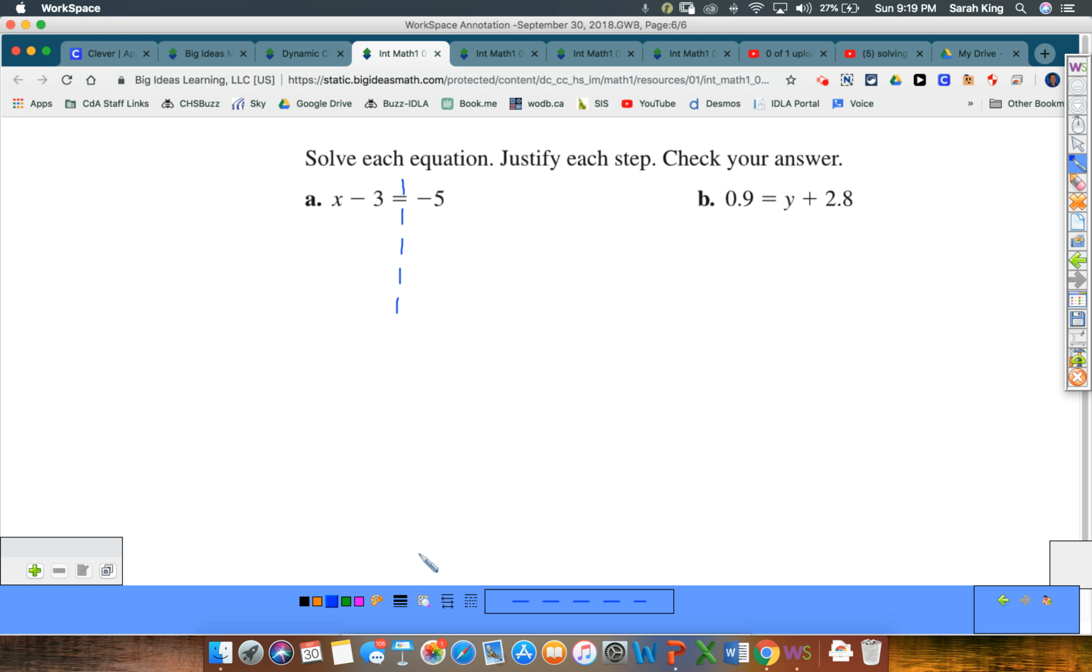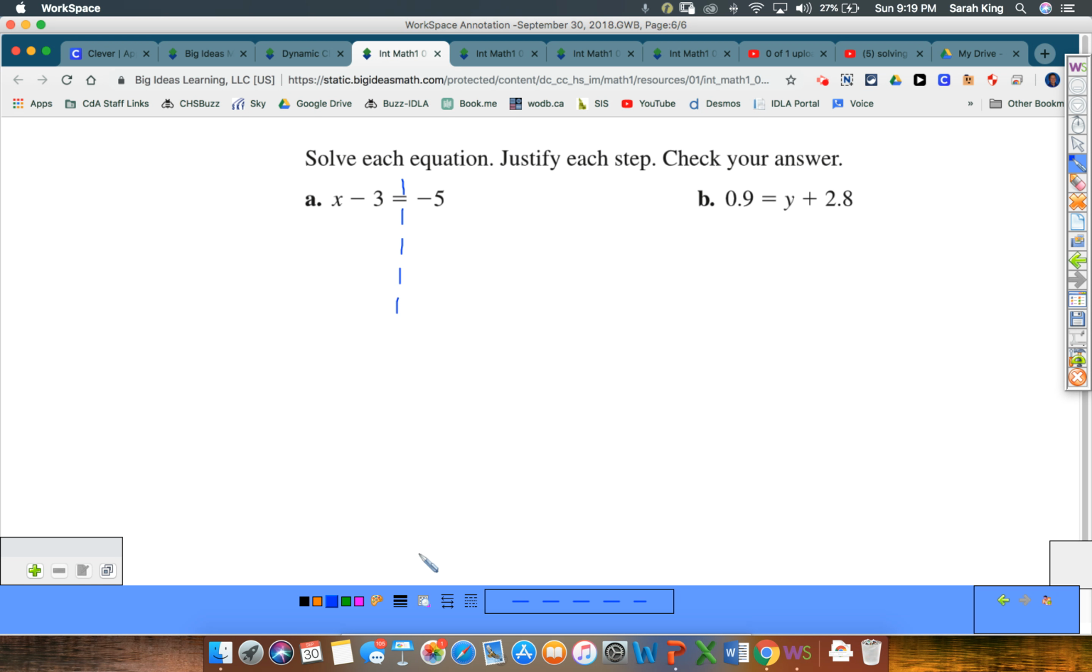Then I drop down x and then equals. Here I do this arithmetic, negative 5 plus 3, and I get negative 2. So at the end, I have x equals negative 2. My answer here is x equals negative 2. I put a box around it.